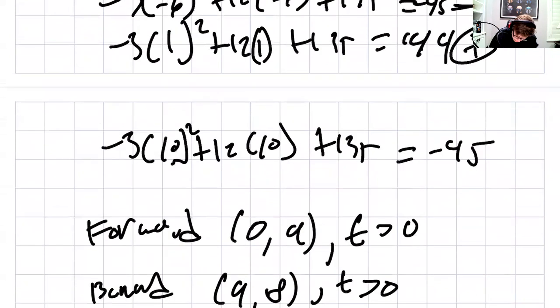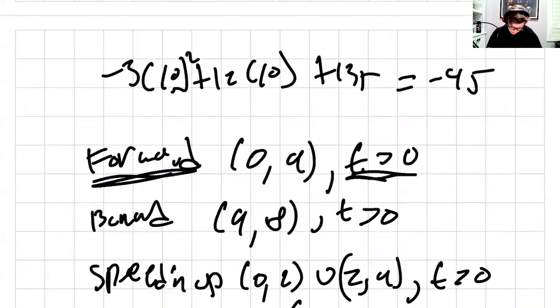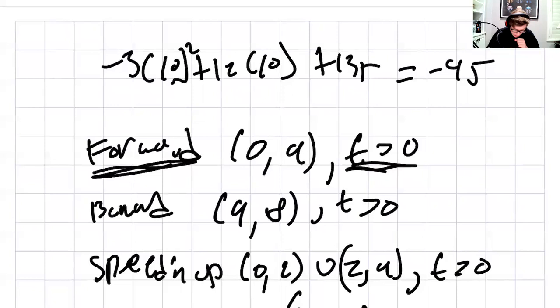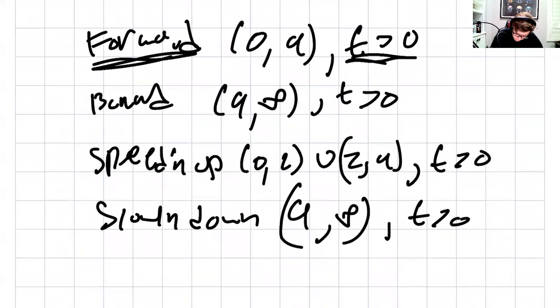So moving forward is from 0 to 9, excluding 0 and 9, parentheses, not brackets. And it's important to note that we're still relying on that condition of t is greater than 0, so we don't have to write down the other points. Then for backward, we have 9 to infinity because we did find that it was negative after 9. So we'd assume that it's moving backwards from 9 to infinity, once again assuming t is greater than 0 because we don't have to worry about anything on the left-hand side.